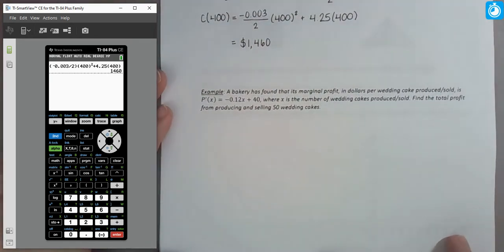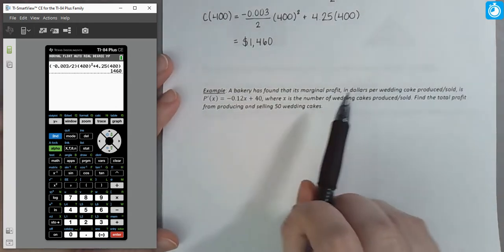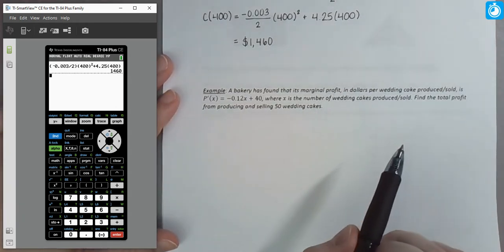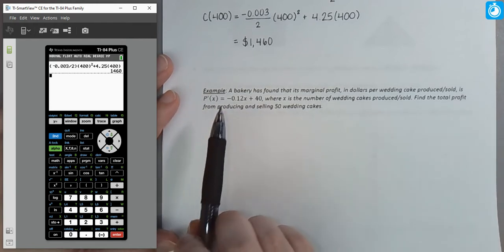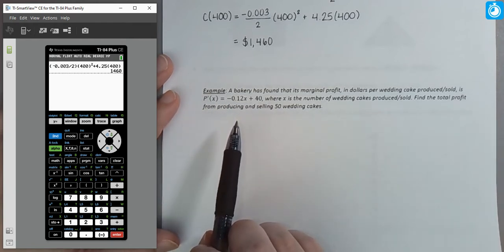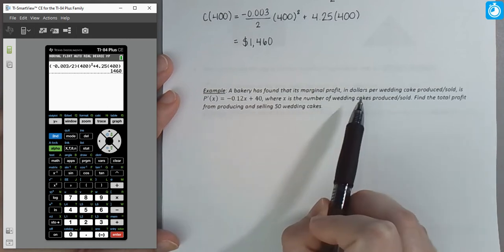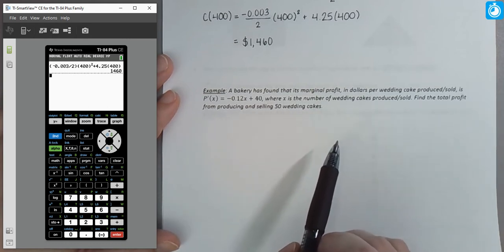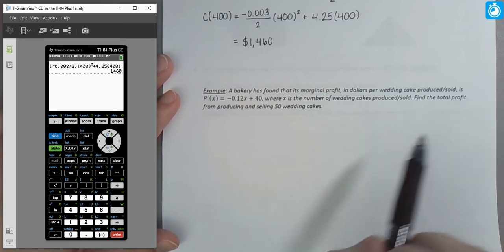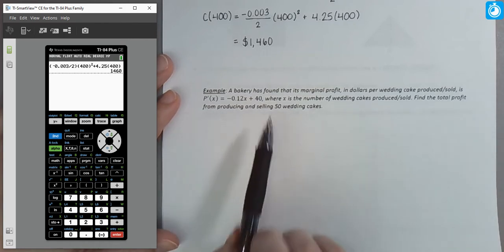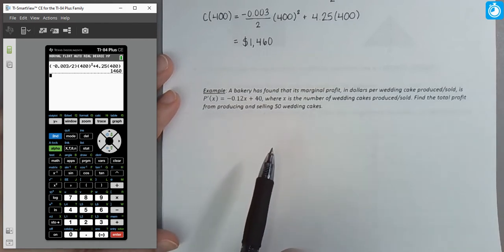Okay, let's look at another example. So a bakery has found that its marginal profit in dollars per wedding cake produced and sold is P prime of x equals negative 0.12x plus 40, where x is the number of wedding cakes produced and sold. So we're going to assume that they make to order, everything they produce they immediately sell, there's not going to be a surplus. So we want to find the total profit from producing and selling 50 wedding cakes.